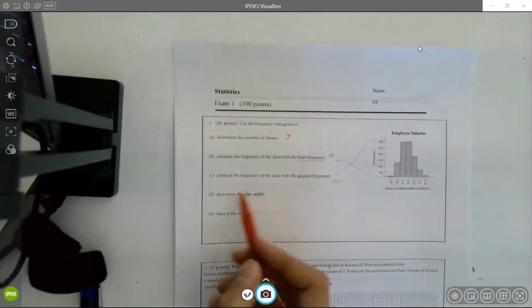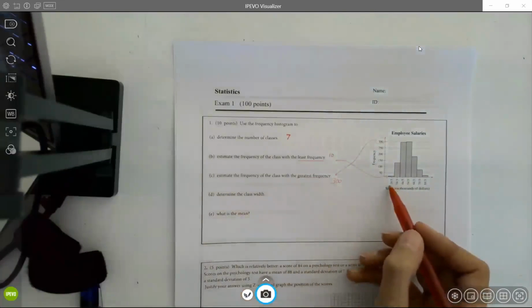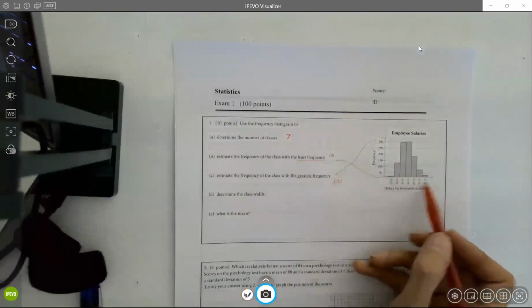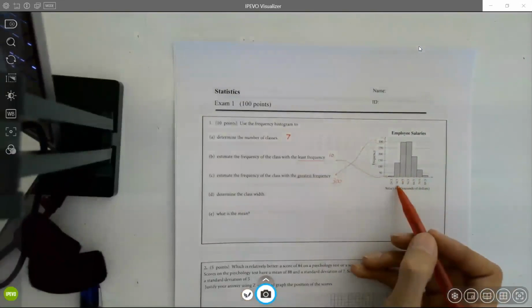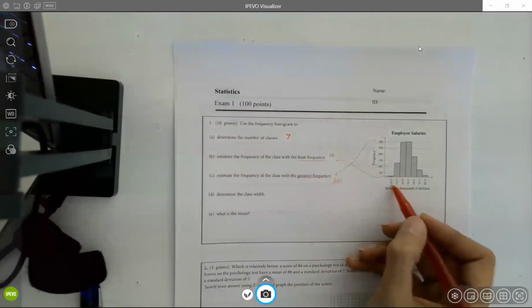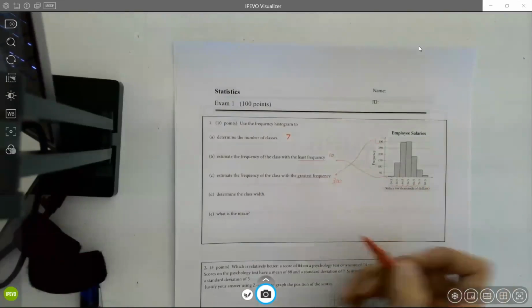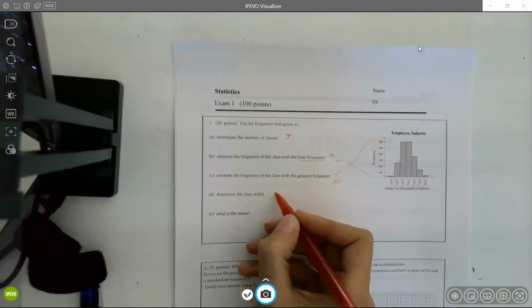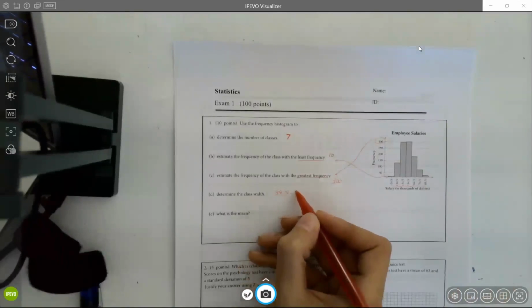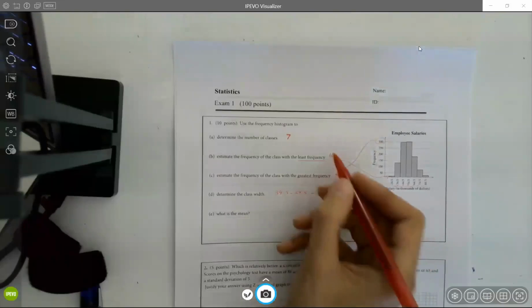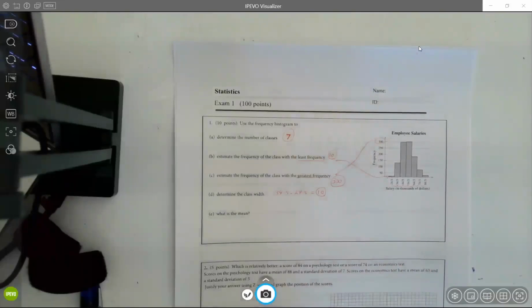Determine the class width. Since you don't have the original values, you only have a representative for each of these classes. The representatives are midpoints. Remember that. The difference between midpoints must be the same, and it's exactly the same as the class width. So here you have 34.5 minus 24.5, which is 10. We'll circle this as the final answer.